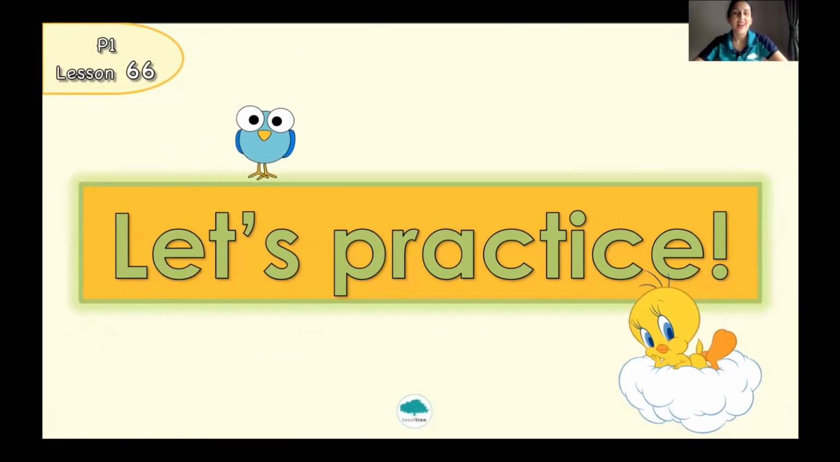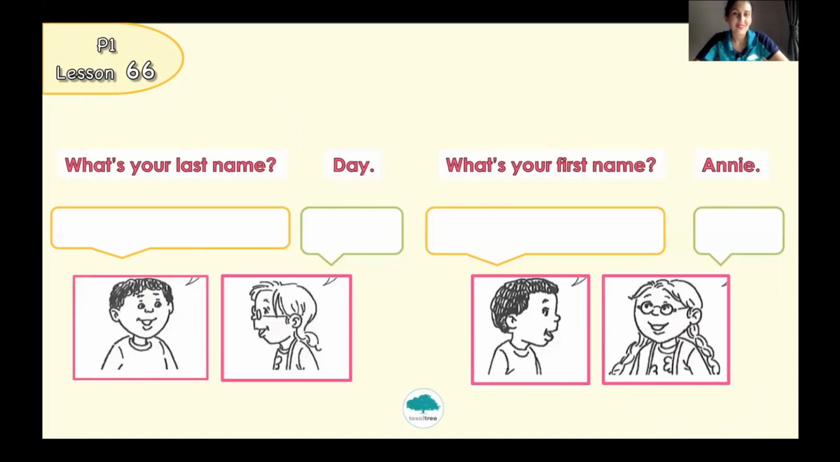Okay, P1. And now I want to practice the conversation. We are going to do some activities. Let's do activity number 1. You can see a boy and a girl, and they're having a conversation. But what do they say? You can see sentences, and we have to put them in the correct order. We have to make the conversation between the boy and the girl.